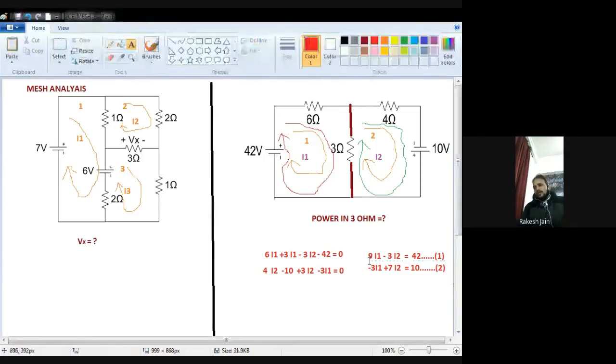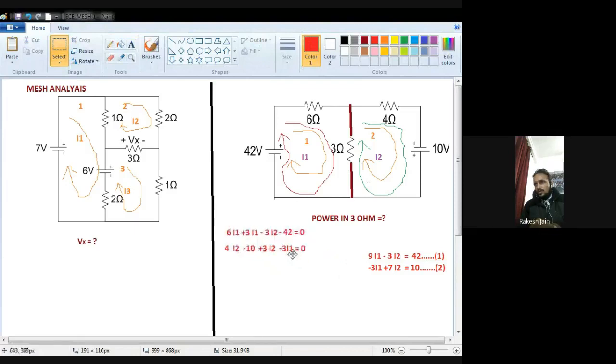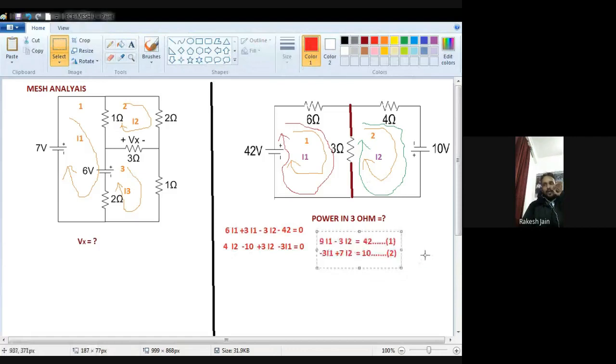This will be my second equation. Now what I want to find, because I solved them, I just put them here, and now these are my equations after simplification of these two. Now I have to find out the power in the 3 ohm resistor.